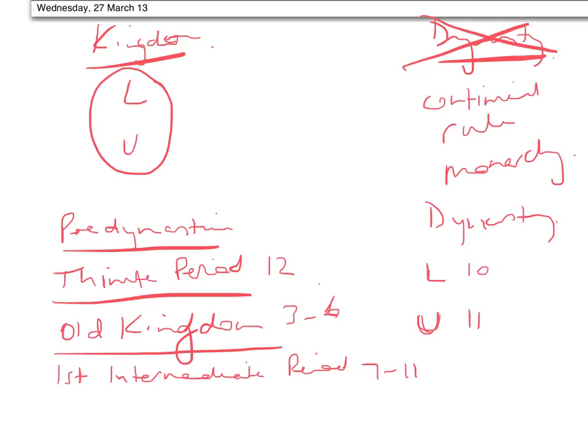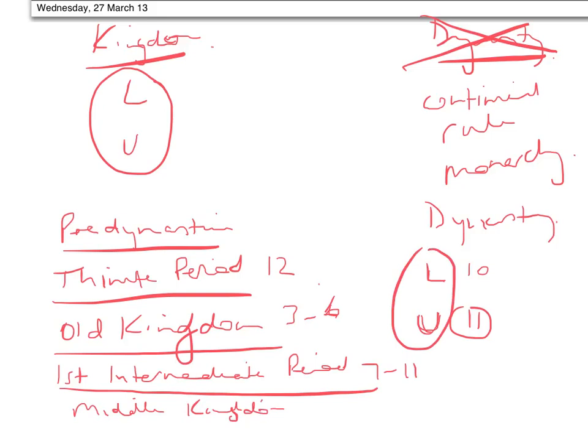And obviously Dynasty 11 continues because that starts the new period, which becomes the Middle Kingdom. So again, we have the unification. Whoever was running Dynasty 10 is kicked out, and whoever's running Dynasty 11 has become the new ruler of both Upper and Lower Egypt.